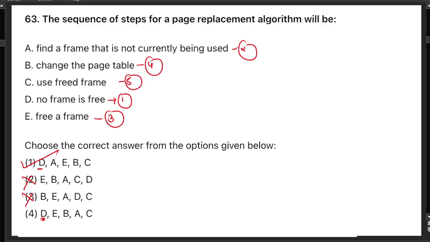So I hope you got every question. We will be solving a few more questions in a similar way with similar explanation.